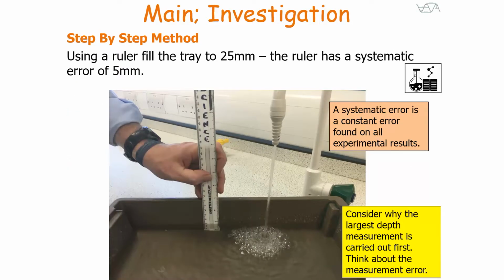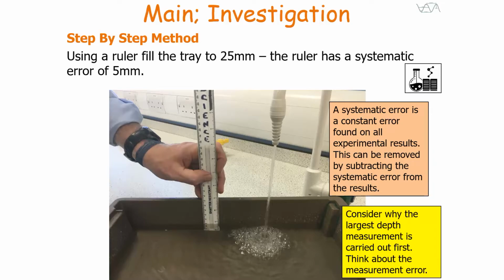So in this investigation, like we said, we would use a ruler to fill the tray to 25mm, but in this case the ruler has a systematic error of 5mm. Now a systematic error is a constant error found on all experimental results. Now you can remove a systematic error by subtracting this value from the results.